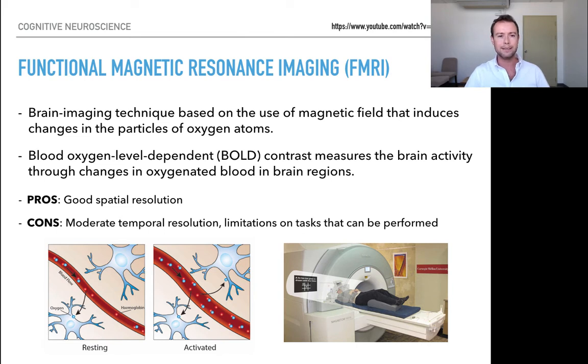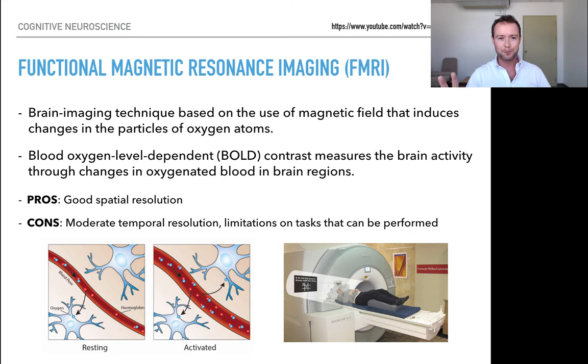Now, fMRI is based on some key principles. First is the idea that neural activity is systematically associated with changes in the relative concentration of oxygen in local blood supply. So in other words, when a region of the brain is activated, it leads to an increase in oxygenated blood that flows to these neurons. The second key principle is that oxygenated blood has different magnetic properties relative to deoxygenated blood.